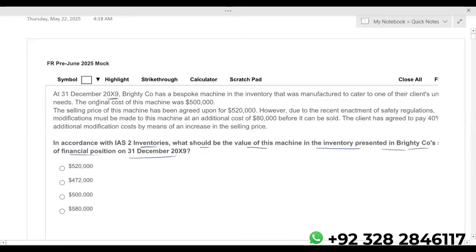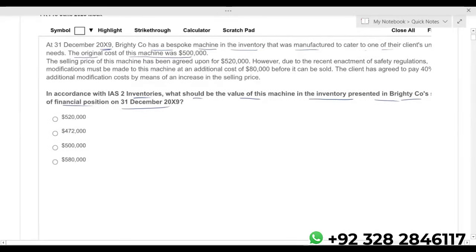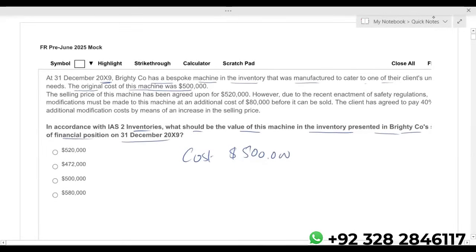December X3. This Brighty company has a bespoke machine in the inventory that was manufactured to cater to one of their clients' needs. The original cost of this machine was 5 lakh. Cost is 500,000. According to IAS 2, cost or NRV, whichever is lower. The selling price of this machine has been agreed at 520.